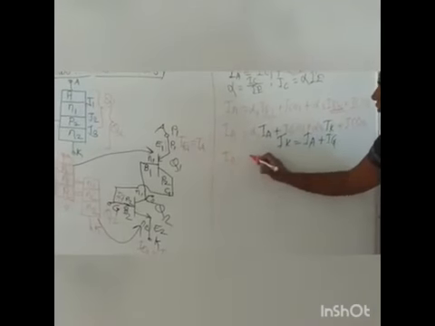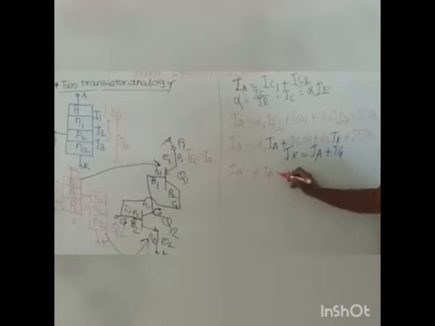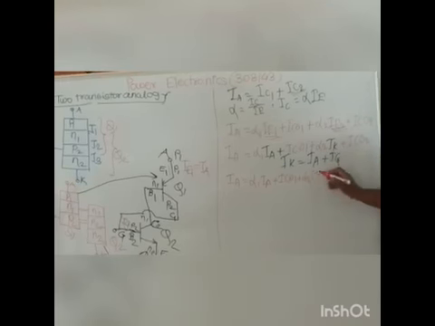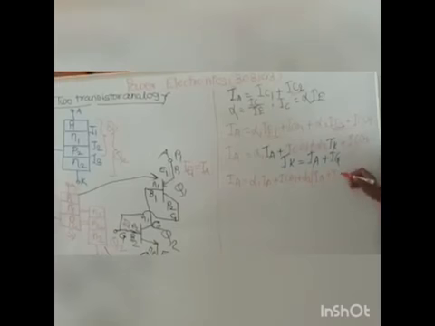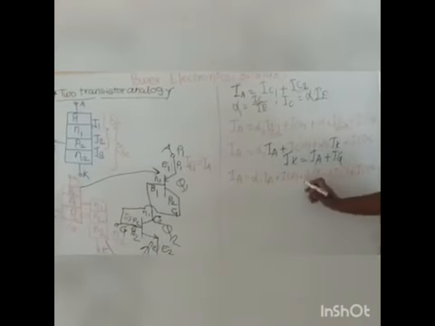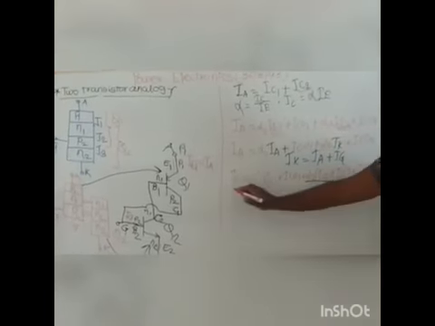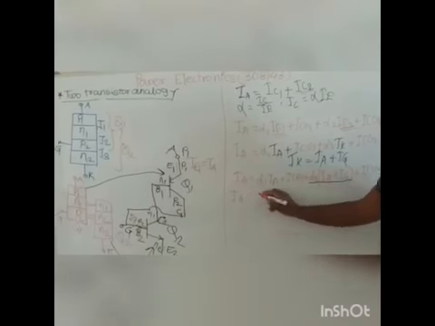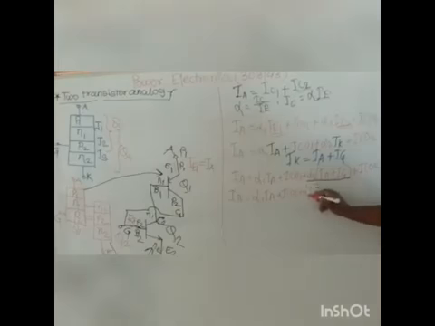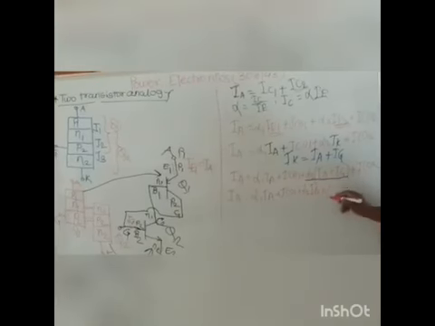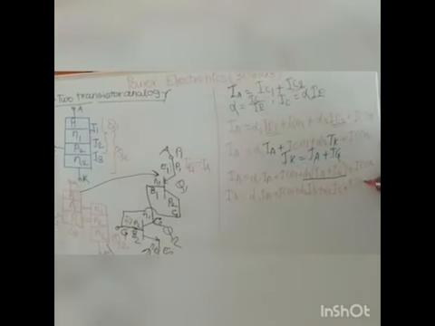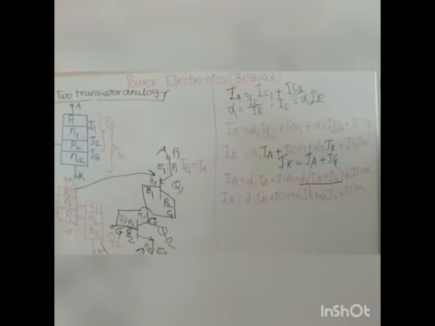IA is equal to alpha 1 IA plus ICO1 plus alpha 2 in bracket IK, put the value of IK, that is IA plus IG, plus alpha 2 IA plus alpha 2 IG plus ICO2. Now our target is to find out the anode current.